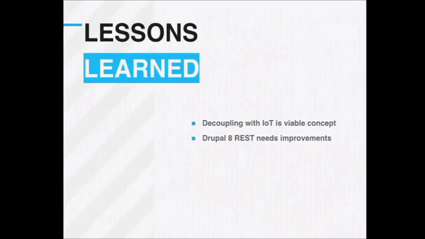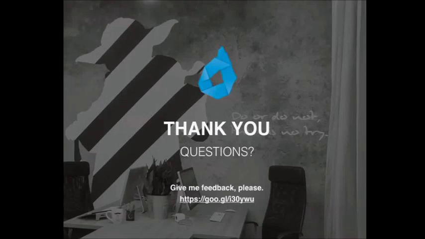Okay, so in the end, what are the lessons learned from this project? I think that decoupling with the Internet of Things is quite a viable concept. And the other thing I learned is that Drupal REST needs quite a lot of improvements to be useful. So if you are going to the sprint, you can sprint on some REST issues as well. Thank you for your attention, and do you have any questions?